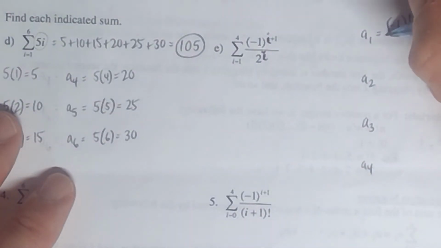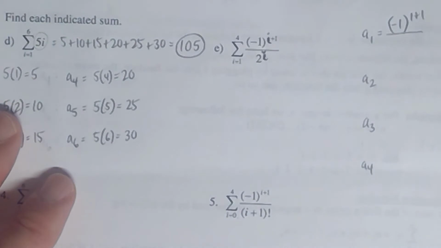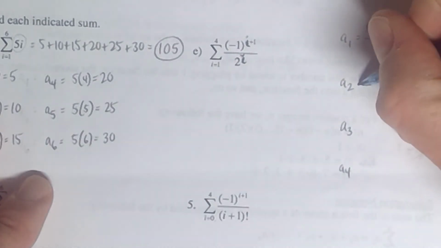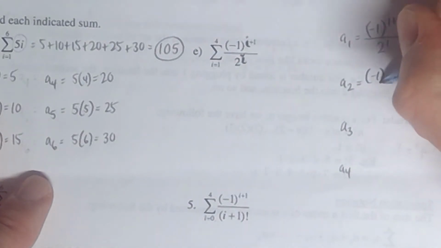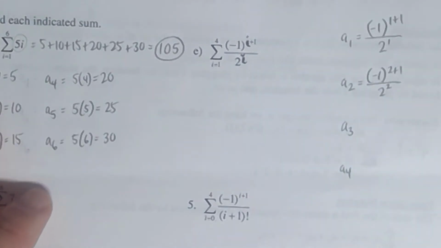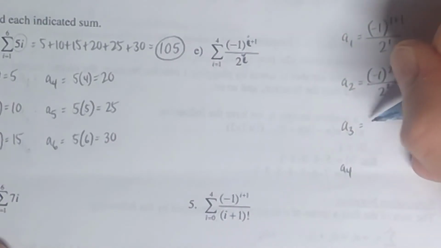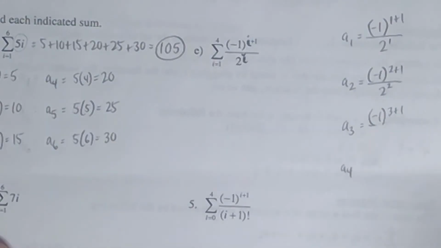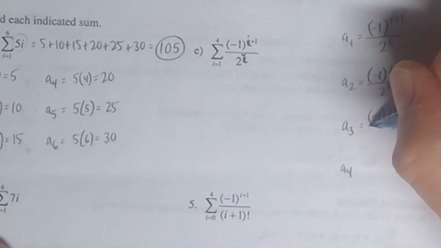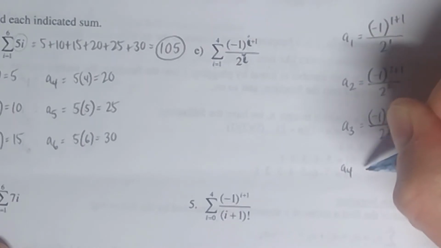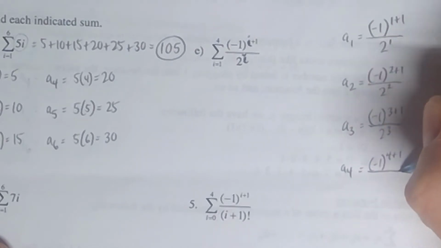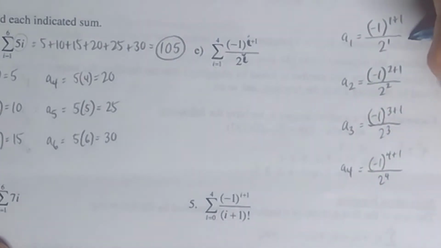That should be -1 to the 1 plus 1 power. And then underneath that, that's 2 to the first. I'll figure out what that's equal to in a moment. The next one here is -1 to the 2 plus 1 power over 2 to the second. Again, the I is 2. A couple more here. -1 to the 3 plus 1 power over 2 to the third, right? And finally, -1 to the 4 plus 1 power all over 2 to the fourth. Let's see what all of this is equal to here.